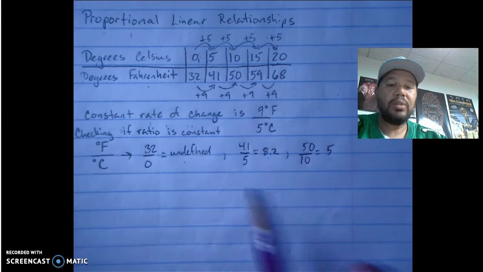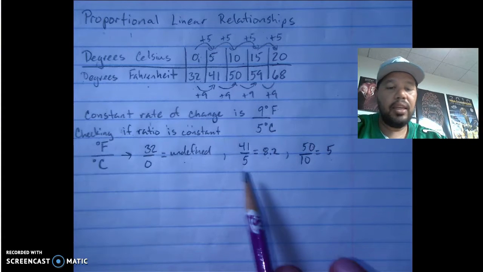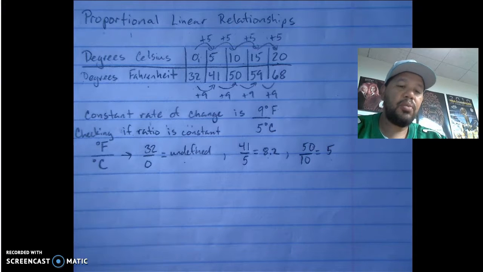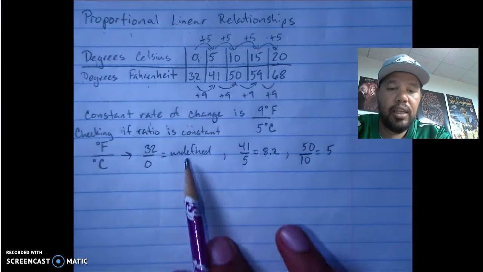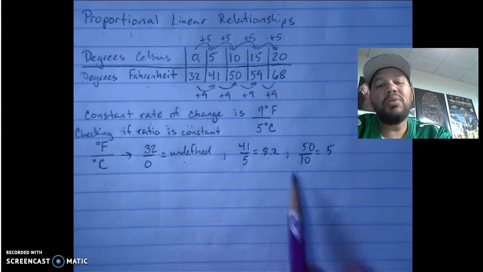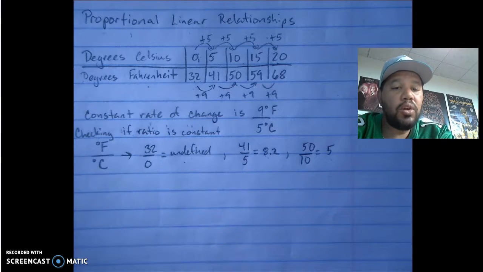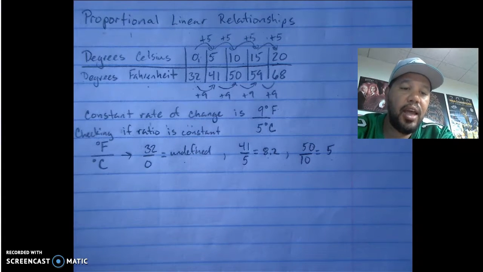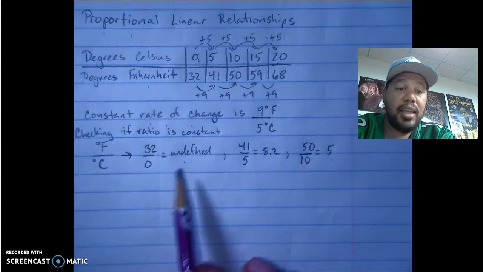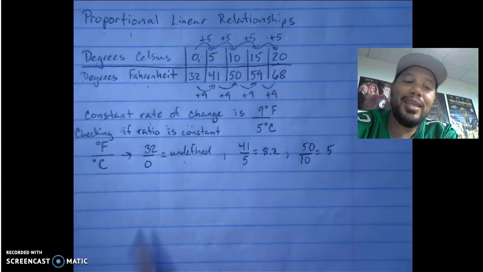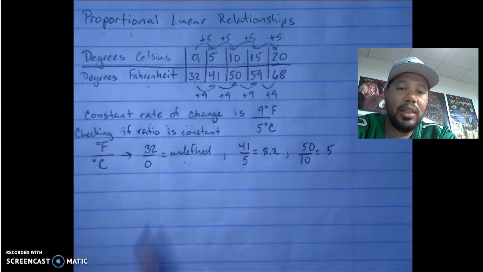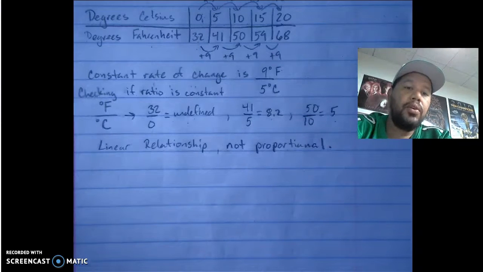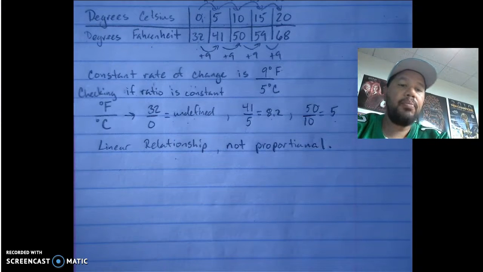That's enough. Once we find any differences, then the ratio is not constant. If the first two were the same, we would check a third or a fourth just to make sure, because you want to check enough times to make sure that the ratio is constant. But in this case, the ratio is not, so this is not a proportional linear relationship, but it is a linear relationship. So it's a linear relationship, but non-proportional.